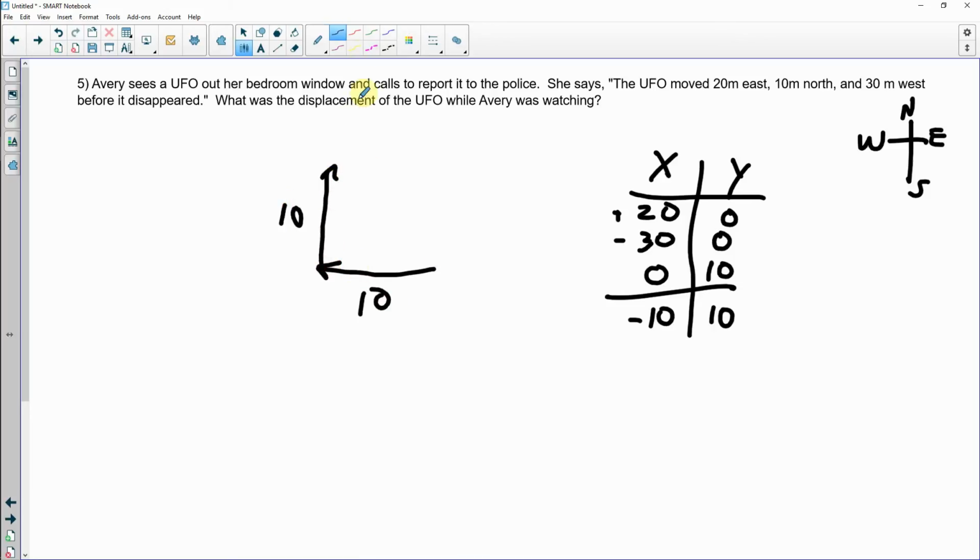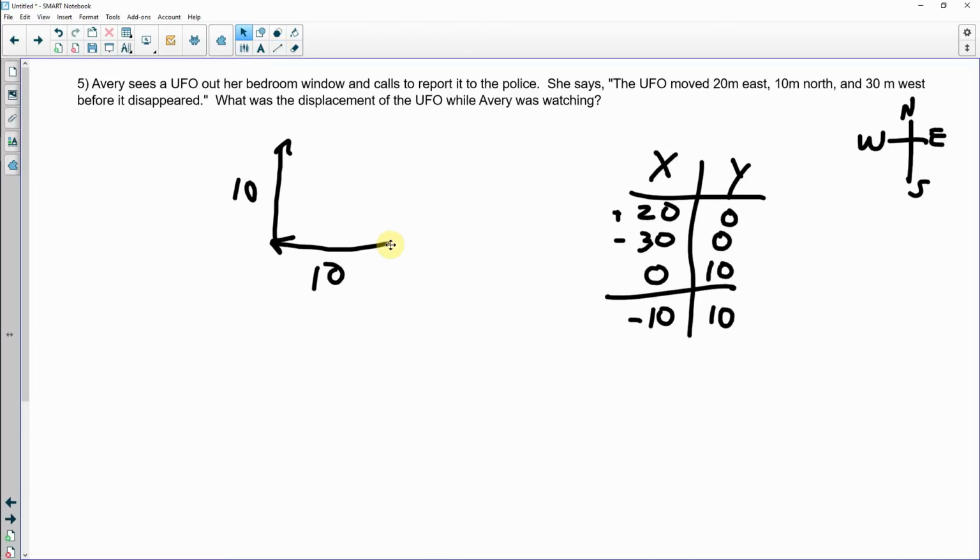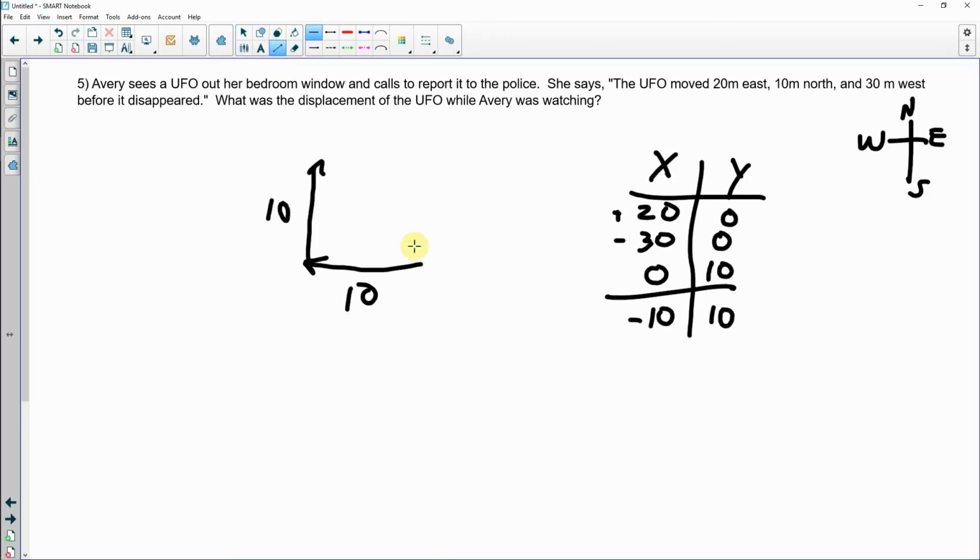So we want to know the displacement, which is what you get when you add these two vectors together. So how big is that? We have two sides of a right triangle here, so we can do a squared plus b squared equals c squared. And because we're looking for the displacement, we also need the angle.